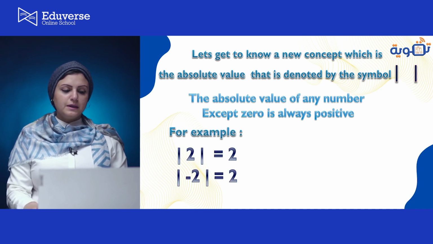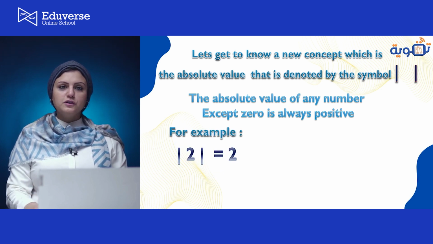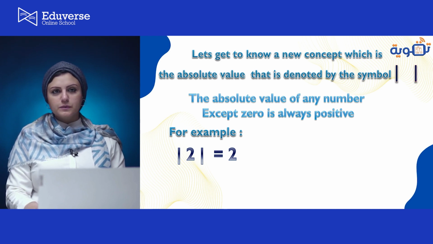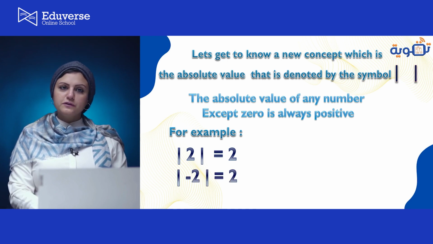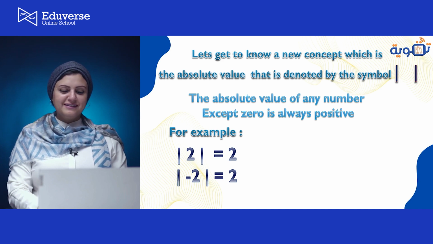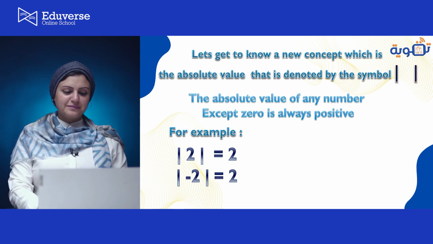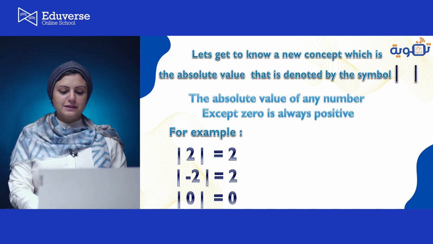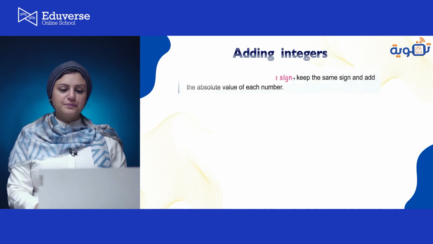For example, if I want to get the absolute value of 2, 2 already is a positive number, so the absolute value is going to be 2. Absolute value of negative 2 is equal to 2 because we are going to remove the sign. Absolute value of 0 is 0.